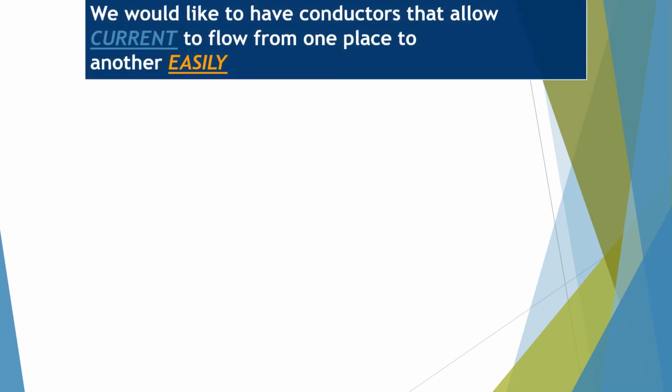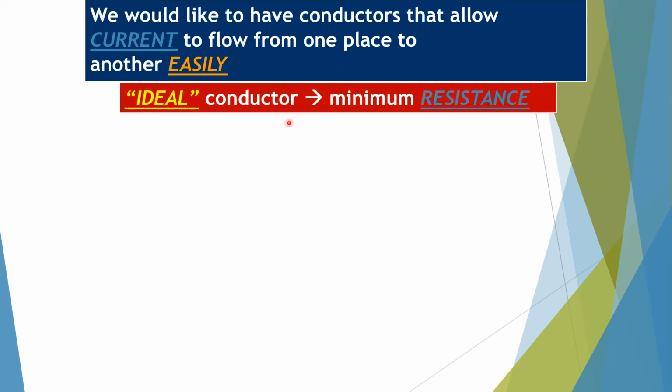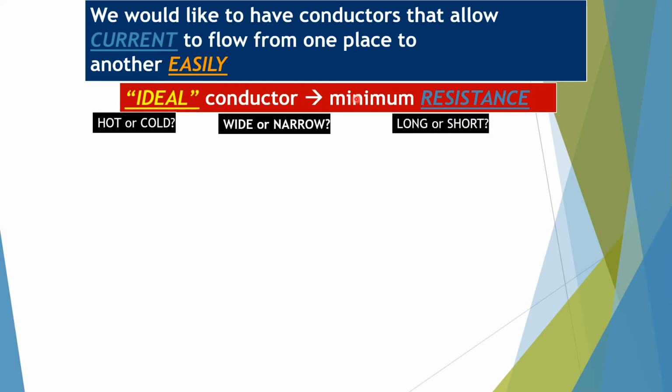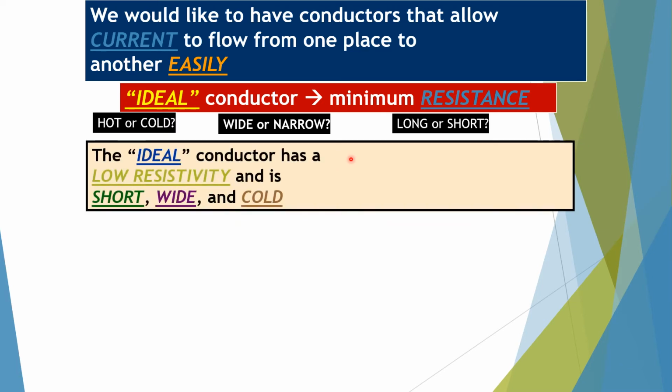We would like to have conductors that allow current to flow from one place to another easily. Ideal conductors have minimum resistance. How should be an ideal conductor? Hot or cold? Wide or narrow? Long or short? Answer is the ideal conductor has a low resistivity and it is short, wide and cold.